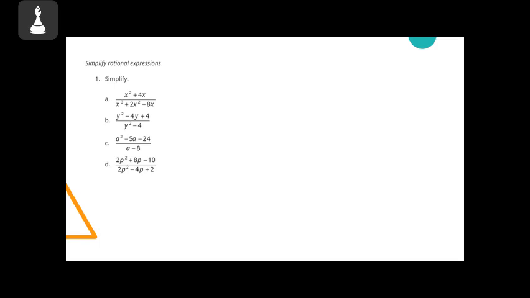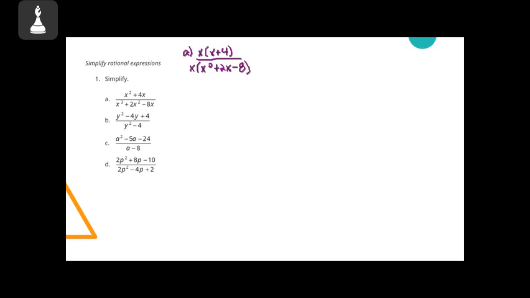X squared plus 4x is over x cubed plus 2x squared minus 8x. So the first thing I'm going to do is I see I have two terms on top, and they are not perfect squares, so I'm going to start with a GCF. I can take out an x from each of these pieces. That's going to leave me with x plus 4. On the bottom, I also see that there is an x in common with all of these pieces, so I'm going to take that out. That will leave me with x squared plus 2x minus 8.